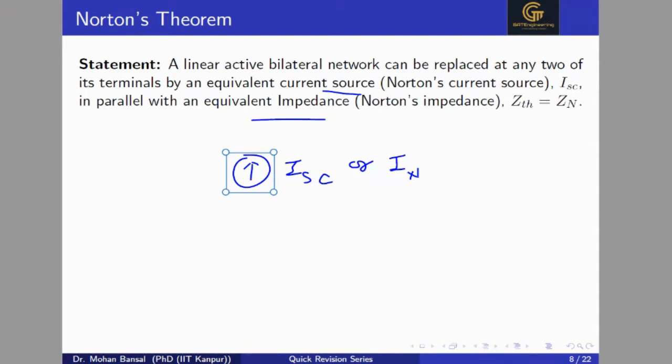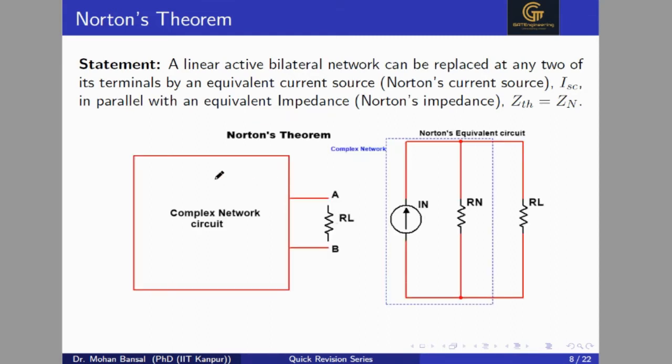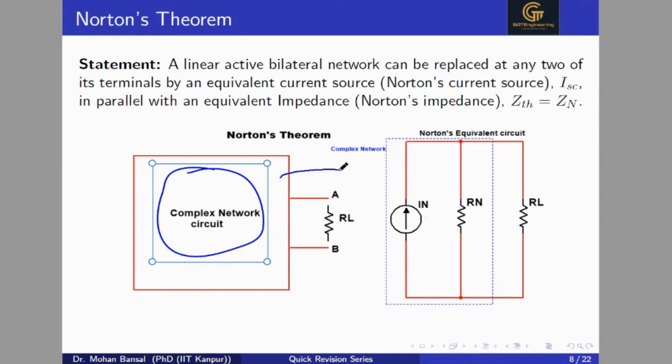So we have a large number of sources and components, and we can replace that network with a single current source and equivalent resistance. This is a complex network which consists of a large number of components as well as sources, and we can replace this circuit with IN and RN in parallel combination. RL is connected back to the Norton equivalent circuit to find the value of current in RL. This is the approach.